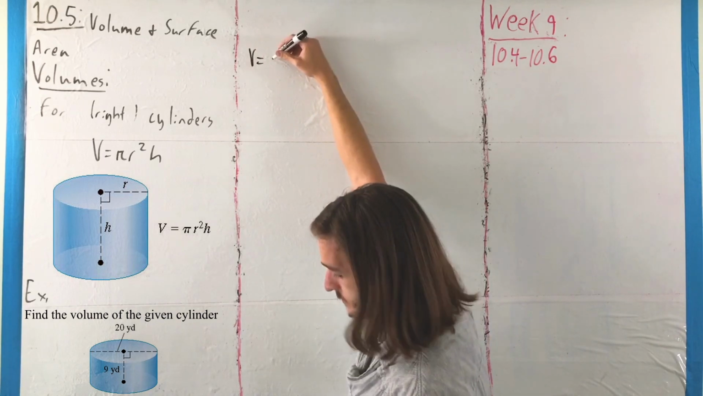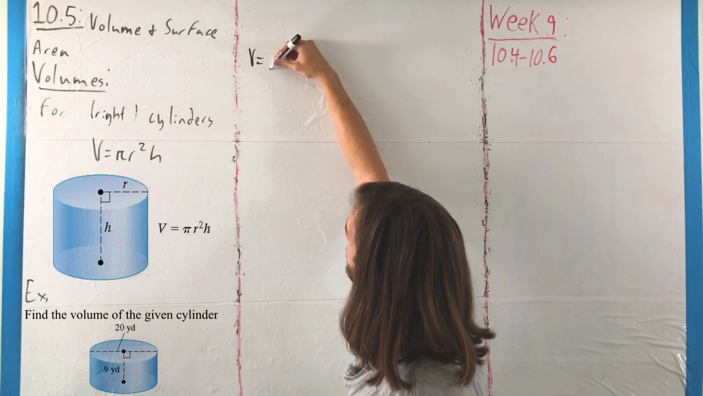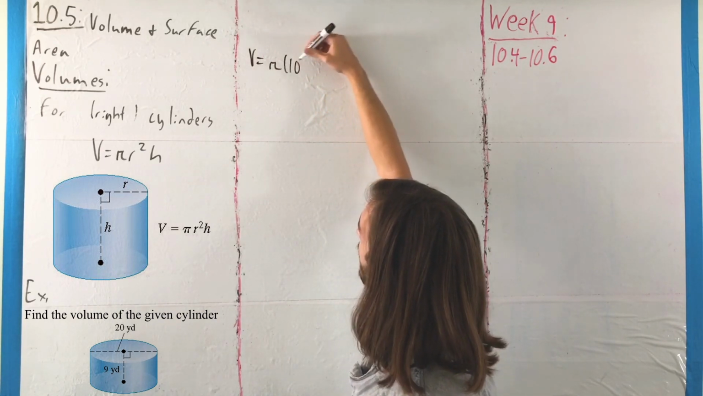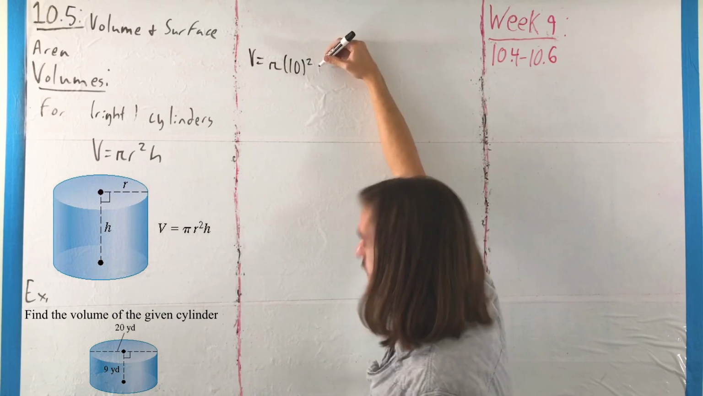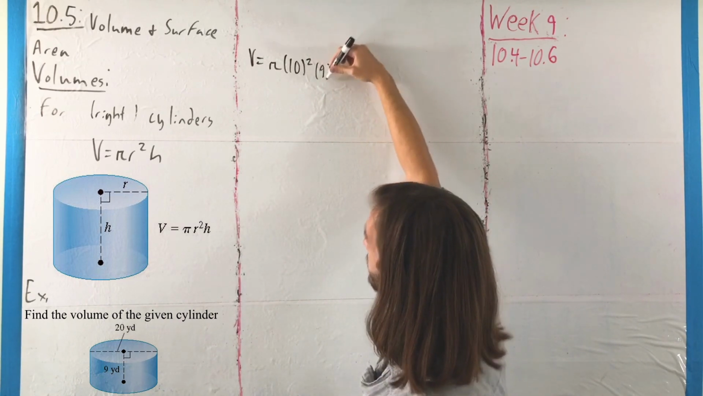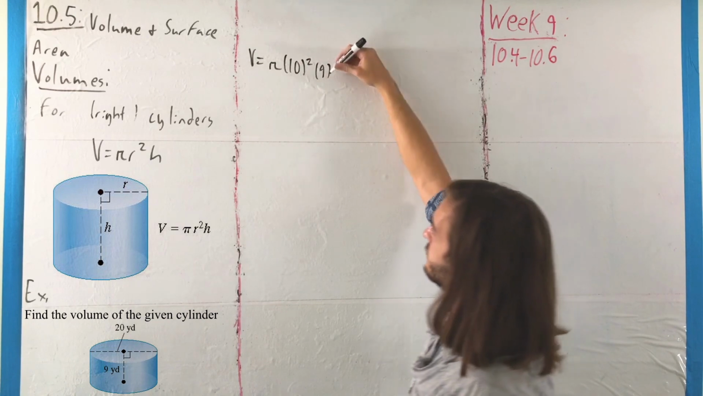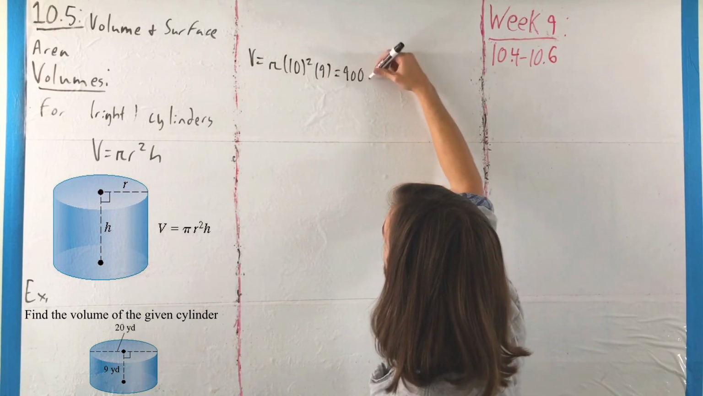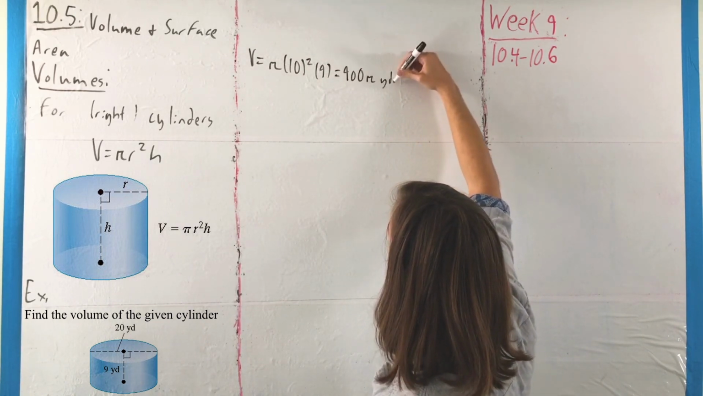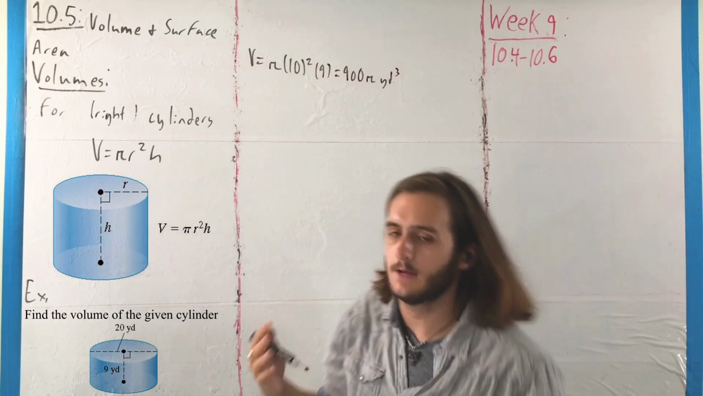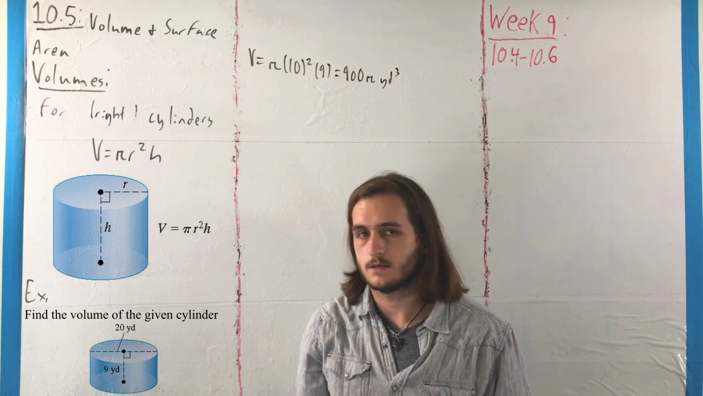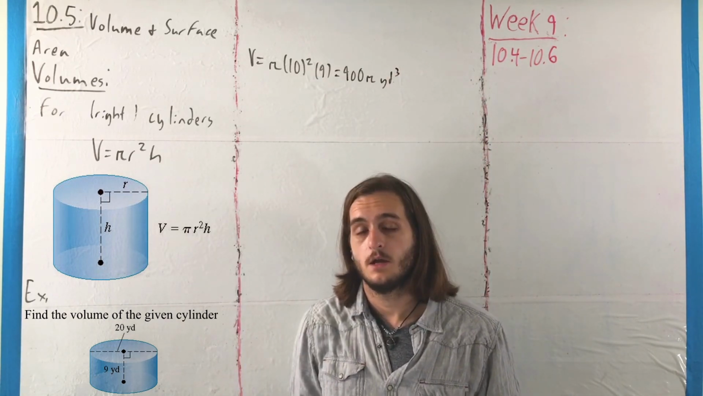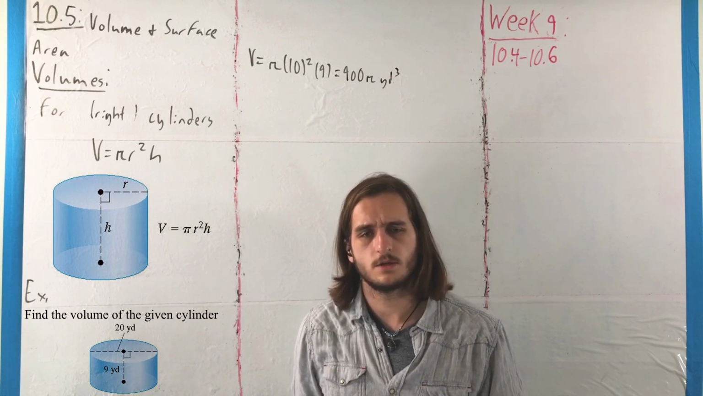So for our volume, it's nothing too special. V is equal to pi, r is 10 squared, times the height of 9. So that's going to give us 900 pi cubic yards. And in a lot of contexts, I'd be okay with this as the final answer, as it were. This is the most exact answer.